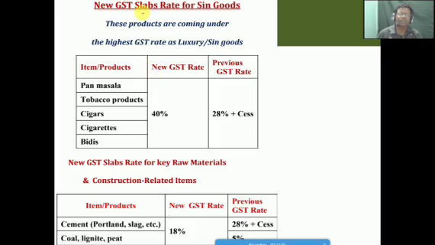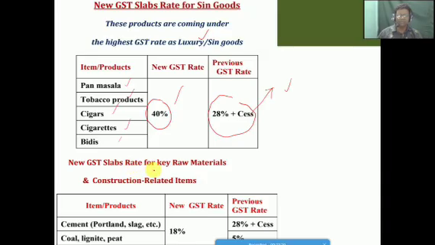Next one, friends, that is the new GST slab rate for the sin goods. These products are coming under the highest GST rate as luxury or sin goods, that is pan masala, tobacco products, cigarettes, that is bidis. Its new GST rate is 40%, and the previous GST rate was 28% plus cess. So friends, don't worry, be happy, we will discuss what we mean by the cess.